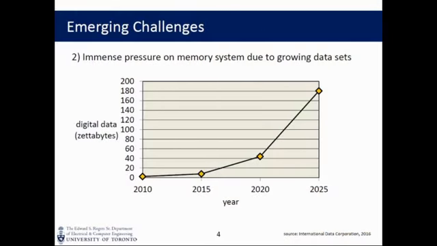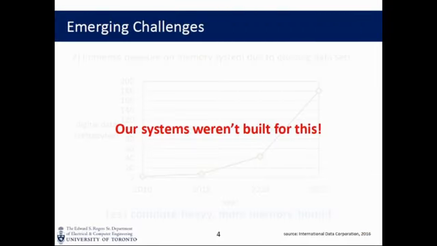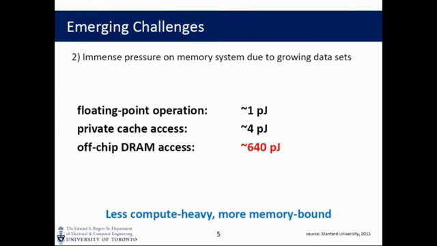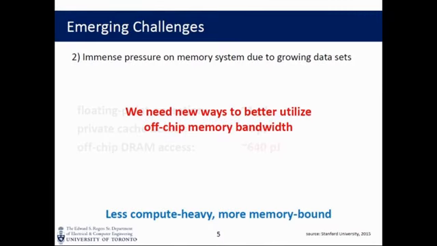The second trend is that now it's all about data. We have an abundance of information. We're looking at nearly 200 zettabytes of digital data in the world by 2025. What this means now is that our applications, whether they be running in your data centers or on your personal devices, are becoming far more data intensive and more memory bound, less compute heavy than what we're used to. So now, as before, our conventional systems just weren't built for this. We're now incurring the high cost of accessing data from off-chip memory, which is orders of magnitude greater in latency and energy than simply accessing your floating point arithmetic or your private on-chip caches. So we now need fundamental new ways to better utilize our off-chip memory bandwidth.